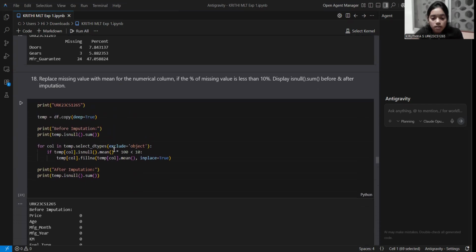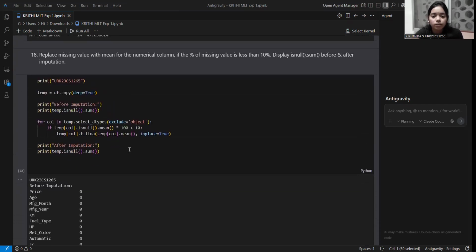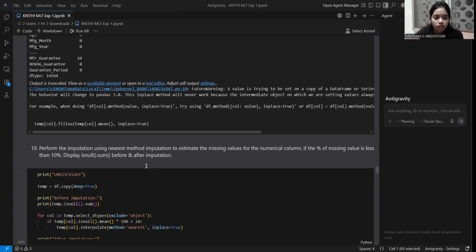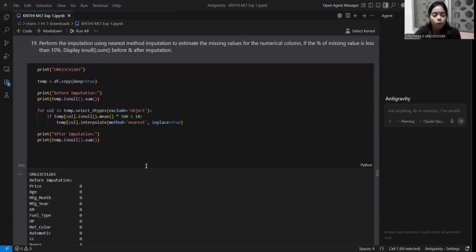And the 18th one is mean imputation. If missing values in a numerical column are less than 10%, they are replaced with the mean value. Mean imputation helps maintain the overall distribution of data. And the 19th one is nearest value imputation. Missing values are filled using nearest interpolation. This method estimates values based on neighboring data points.